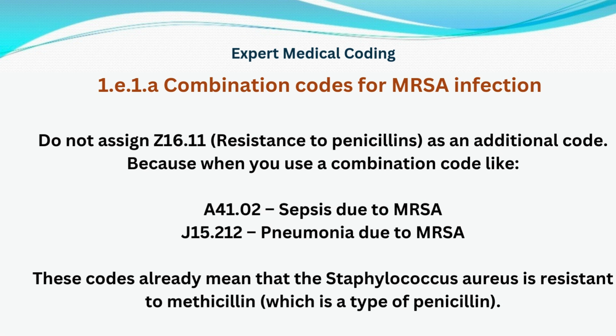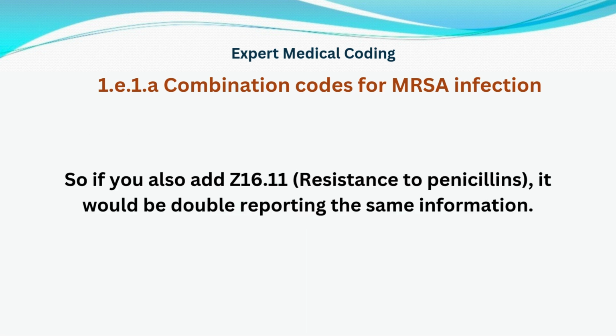Why? Because when you use combination codes like A41.02 sepsis due to MRSA, J15.212 pneumonia due to MRSA, these codes already mean that the Staphylococcus aureus is resistant to methicillin, which is a type of penicillin. So if you also add Z16.11 resistance to penicillins, it would be double reporting the same information. So that's why we are not going to code Z16.11 along with these codes.